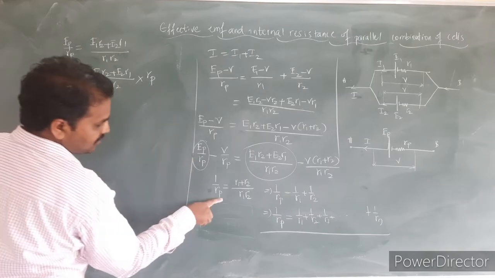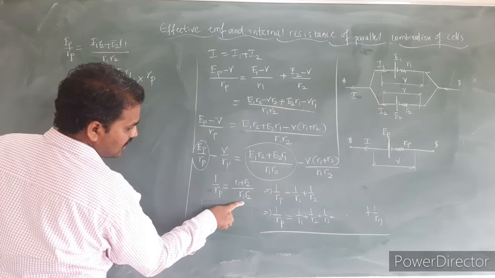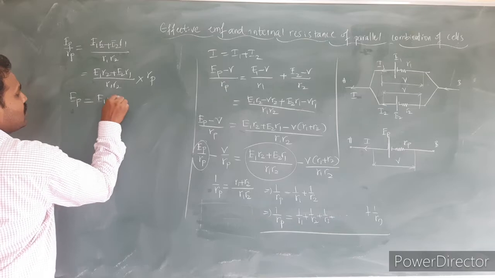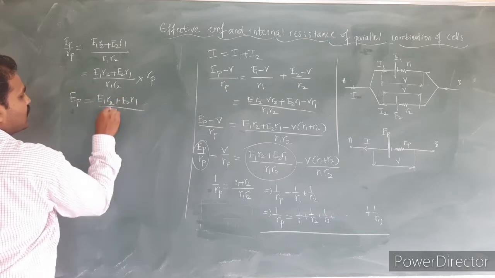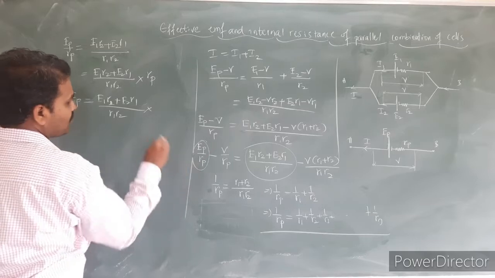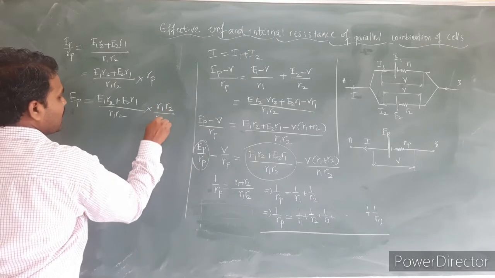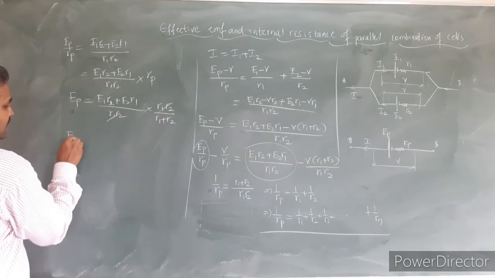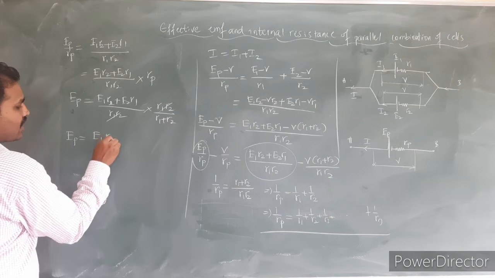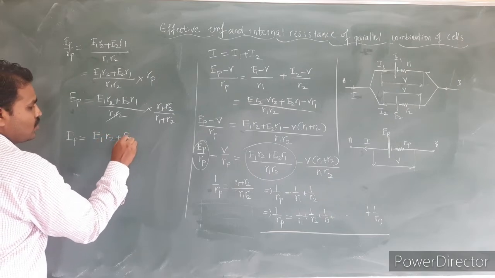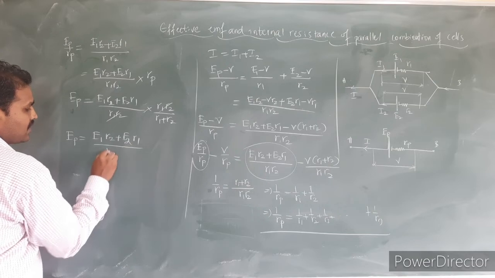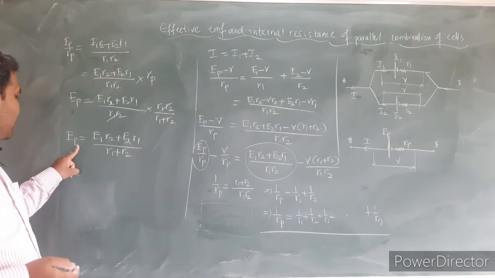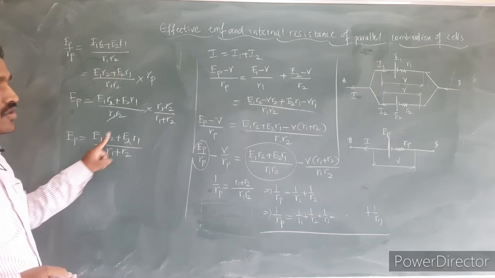This Rp I will substitute here. Rp is equal to what? R1 R2 divided by R1 plus R2. So, I can write it as E1 R2 plus E2 R1 whole divided by R1 R2 into Rp, which is equal to R1 R2 divided by R1 plus R2. These two get cancelled here. Hence, I can write EP is equal to E1 R2 plus E2 R1 whole divided by R1 plus R2. This is the expression for effective EMF of a parallel combination of two cells.